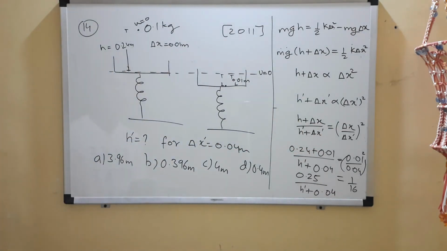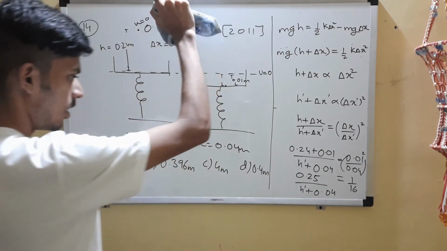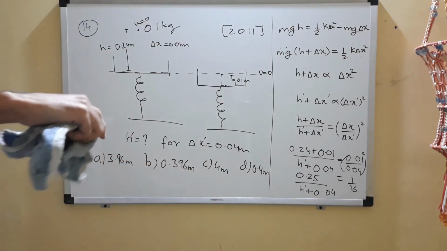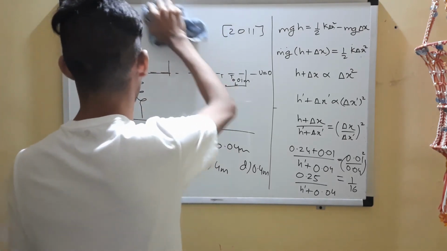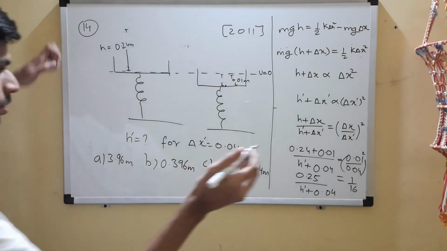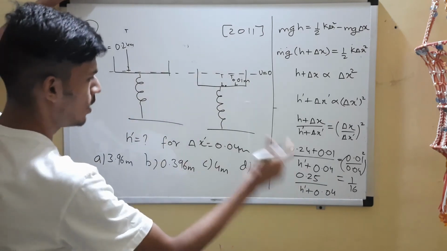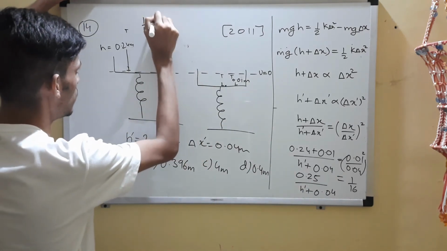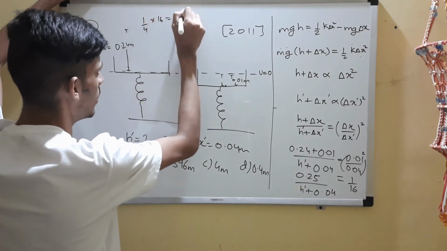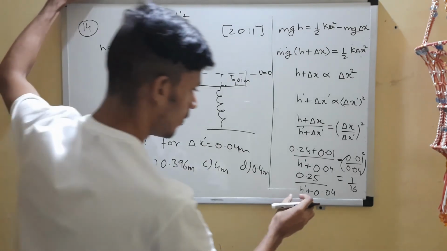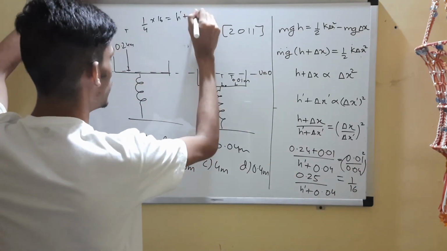0.04. Okay, so where can I do it now? I'll do it over here. You can quickly note that down if you are noting it down anyways. So 16, now 0.25 is nothing but 1 by 4 into 16, and you'll get h dash plus 0.04.